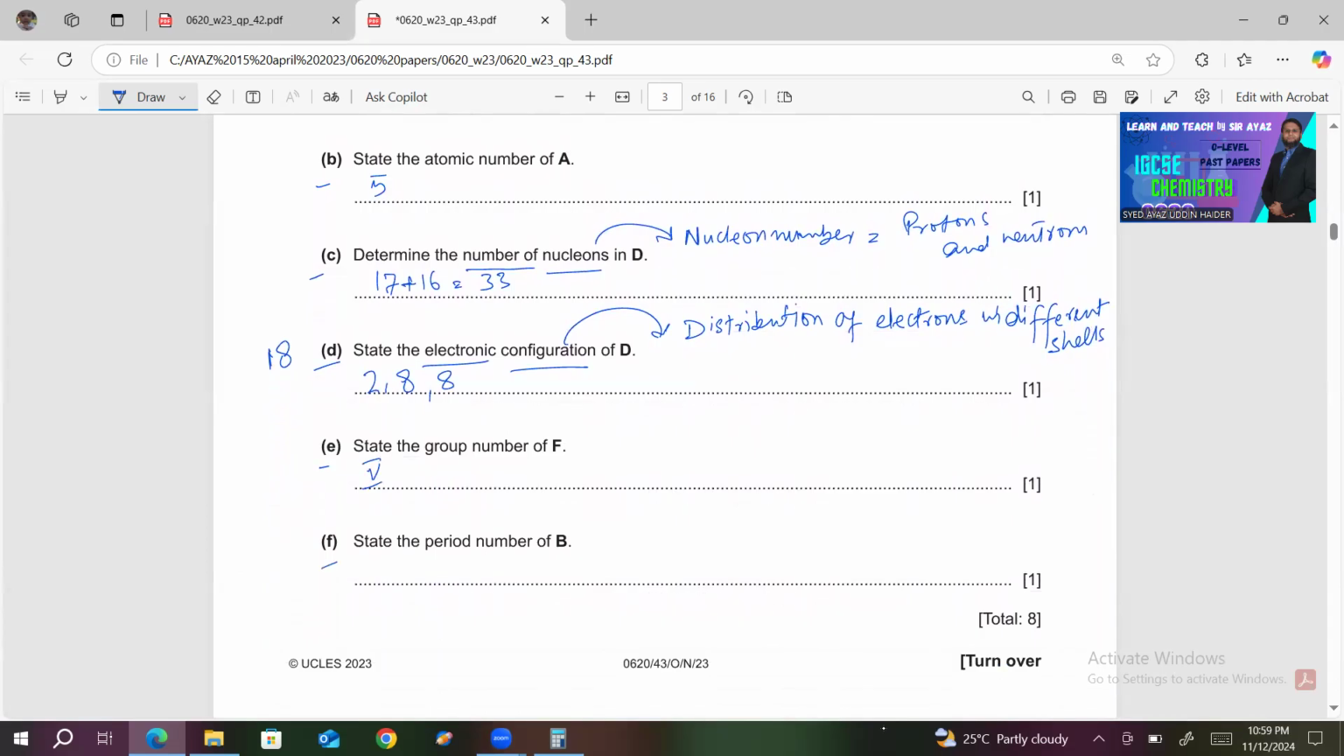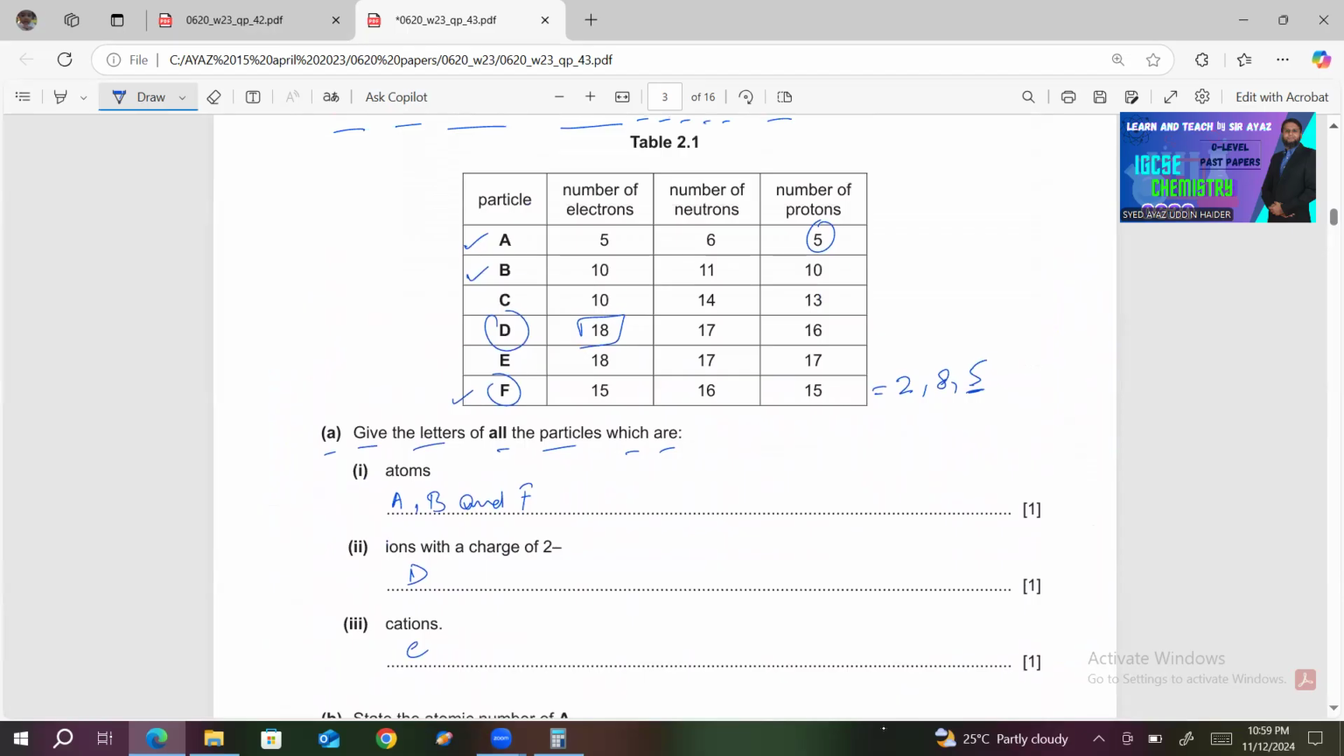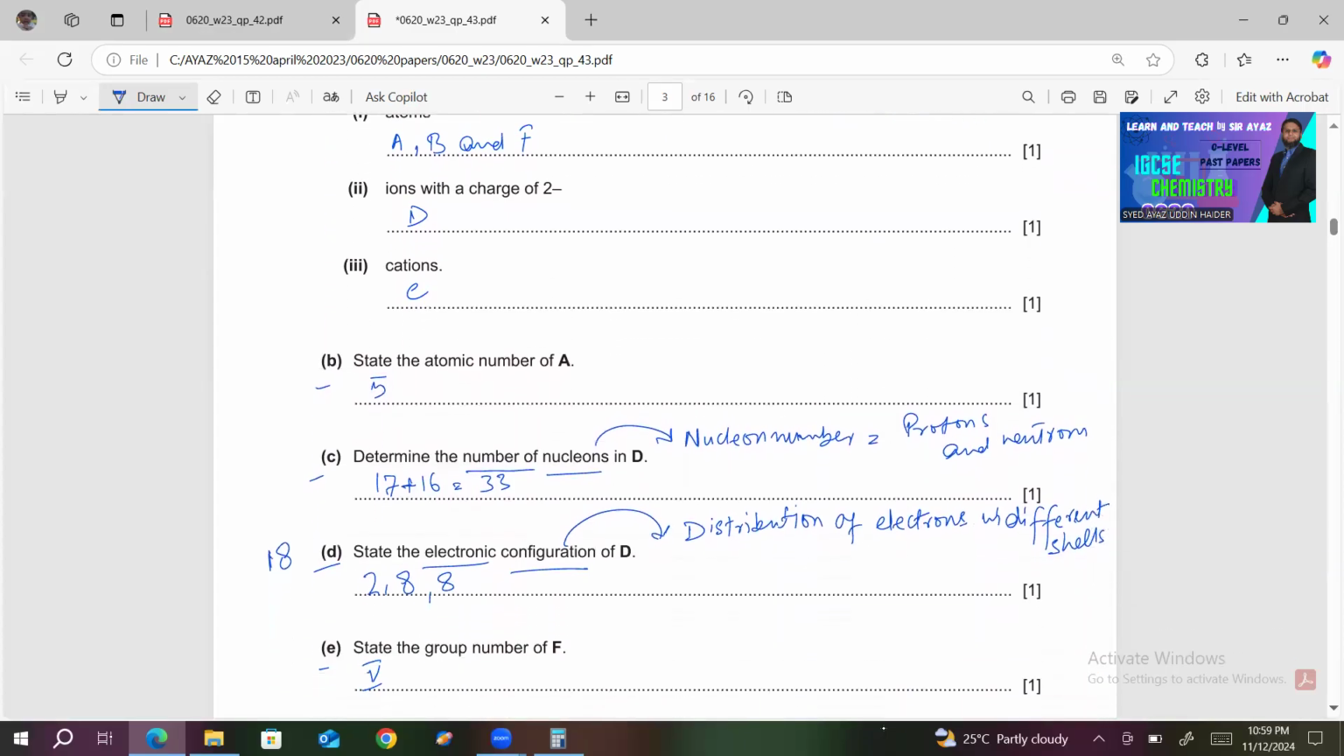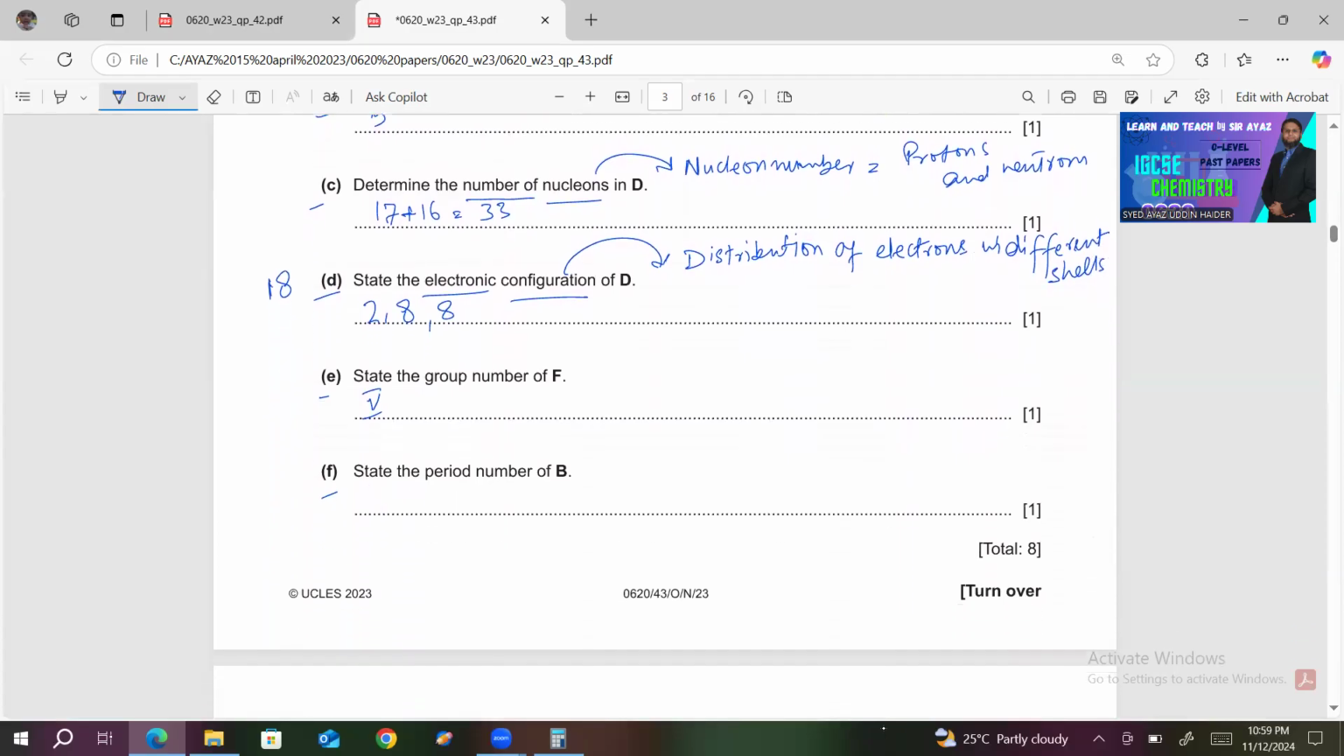F, state the period number of B. For this, again, we need to know the electronic configuration. For B, the number of electrons is 10, which means the electronic configuration must be 2, 8. As you can see, there are 2 shells, so it must belong to period number 2. So I'll write period number 2.